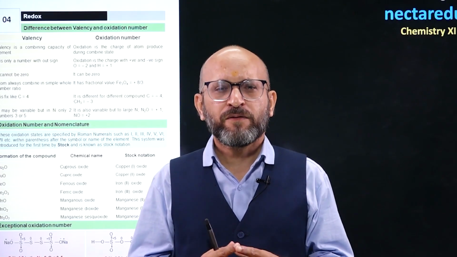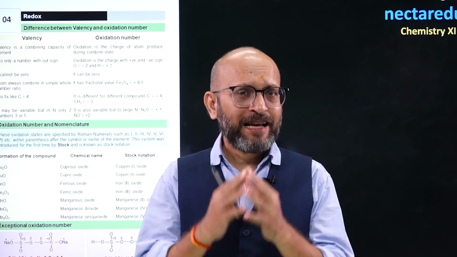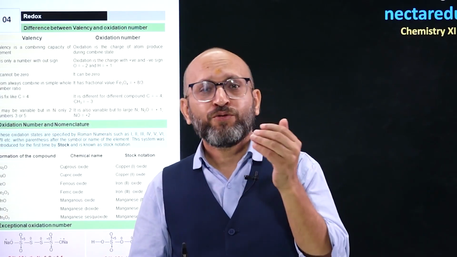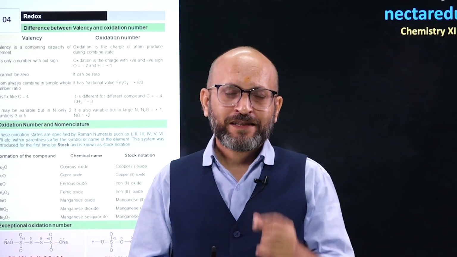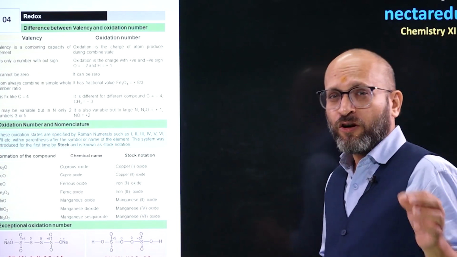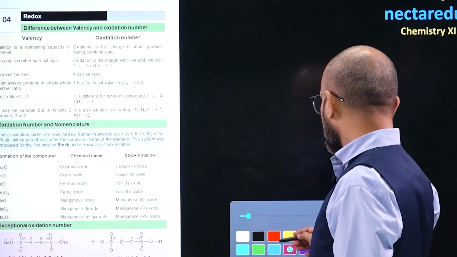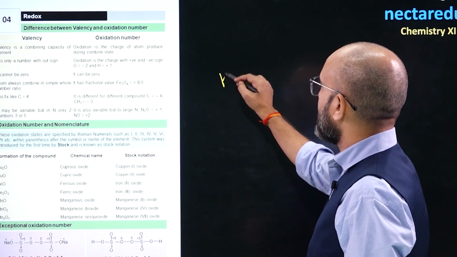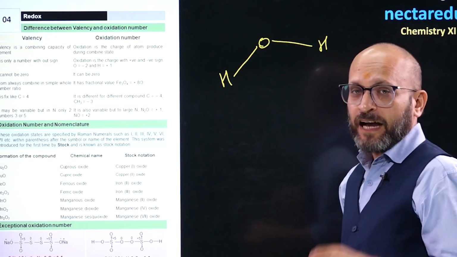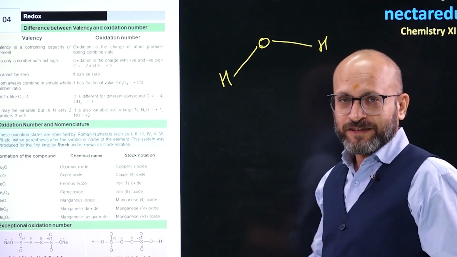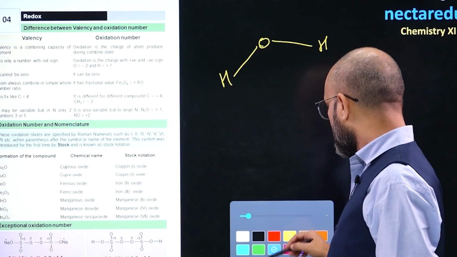So valency tells us about the combining capacity, whereas oxidation number is the number you get when you break all the bonds attached to a particular atom. For example, if I want to check the oxidation number of oxygen in water, what I will do is break all bonds attached to oxygen. For example, we have water like this. I want to check the oxidation number of oxygen in this molecule.